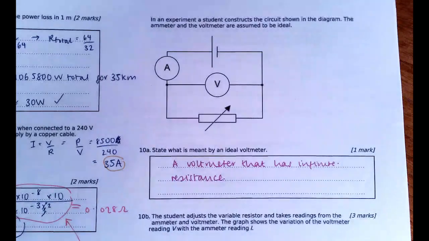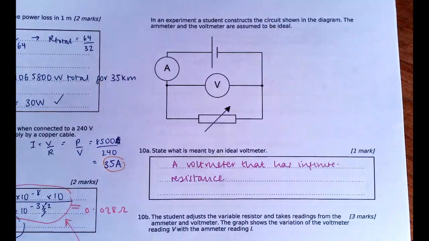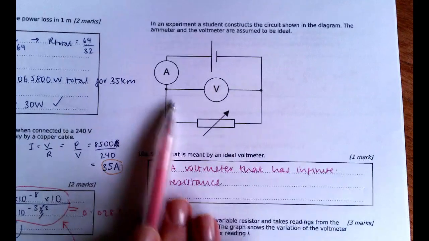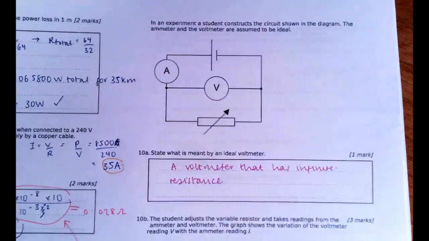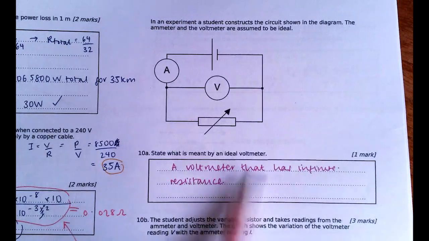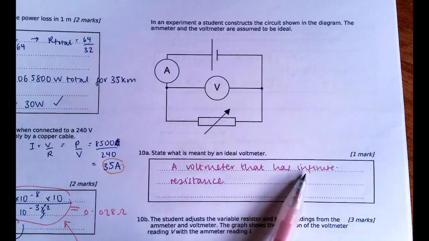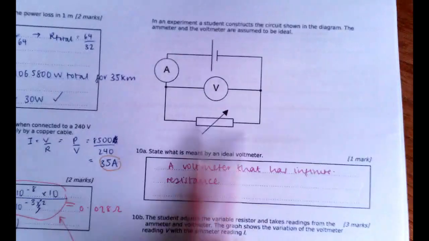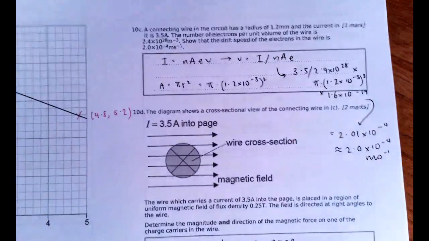Question 10 then starts off pretty straightforward. You've got a pretty basic circuit with a cell, an ammeter measuring current, a variable resistor, and a voltmeter measuring the voltage across there. A voltmeter that is ideal is one that has infinite resistance. That's what you need to say there. And then they are going to adjust the variable resistor and collect some readings for voltage and current.